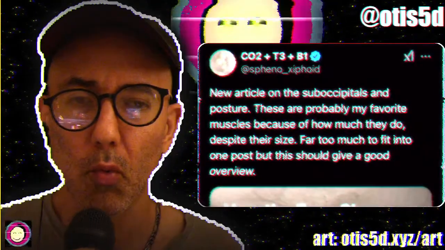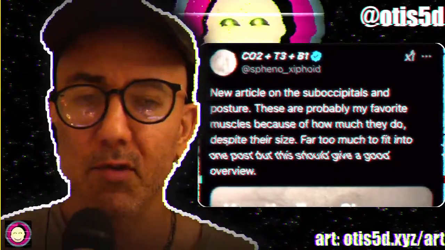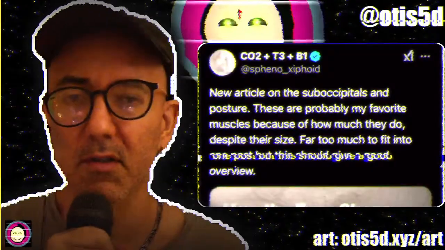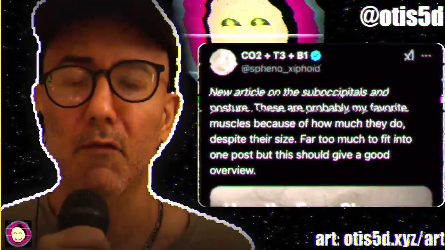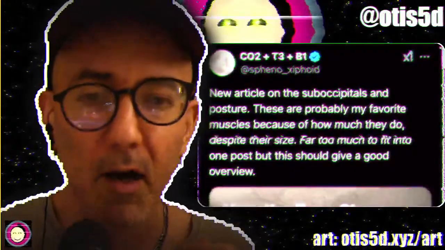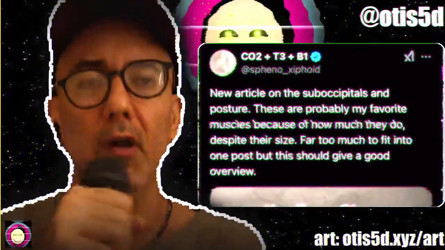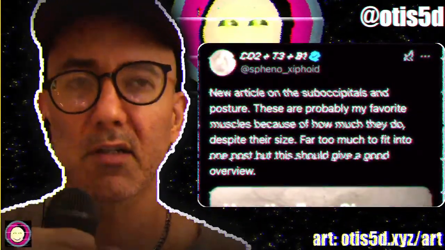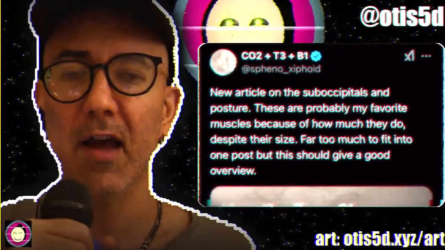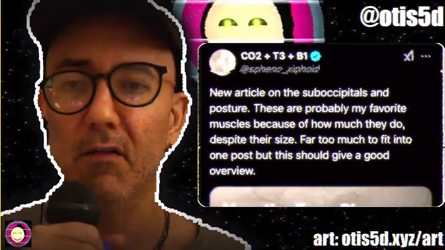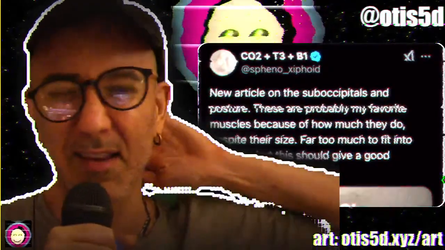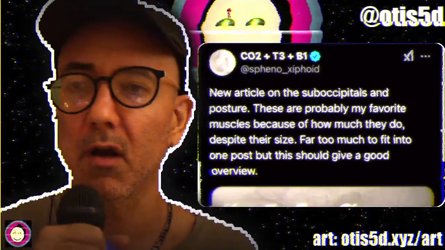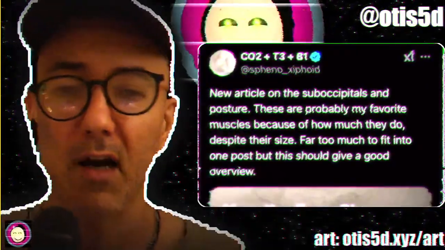All right, so I just thought it's a good time to give a little love to the suboccipitals and neck muscles in general for posture, forward head posture, and talk about DIY acupuncture because the suboccipitals have a bunch of trigger points that can become very active and cause a lot of issues with neck pain in the back of the neck and, again, like a chronic forward head posture and even stuff with the eyes.